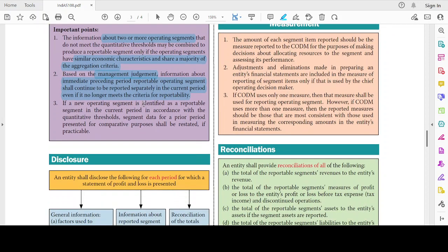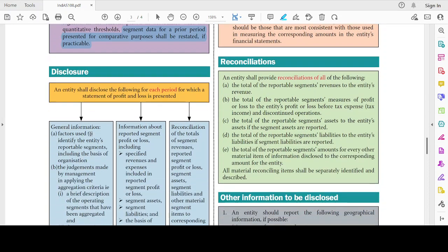If a new operating segment is identified as a reportable segment in the current period in accordance with the quantitative threshold, segment data for the prior period presented for comparative purposes shall be restated if applicable. I am going to insert a new segment as a reportable segment during the current year. Then, if I have the prior period data for it, I have to restate the prior period comparative information if it is practically possible. Generally, it will be practically possible.